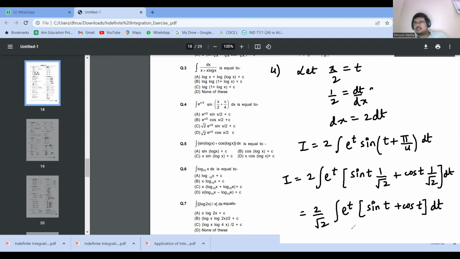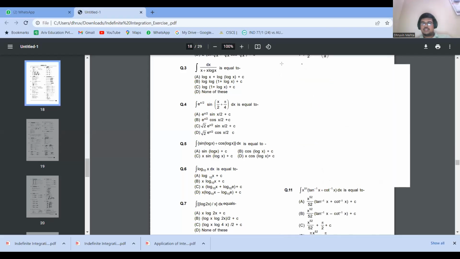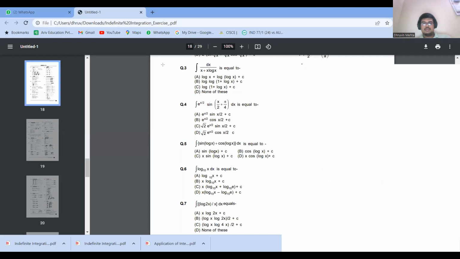So root 2, you realize, e raised to t sin t. हो गया. So the answer is C. Are you following this, Trisha? Muskan? Yes, sir. Write this, guys. Okay, the next one, guys. The fifth one.